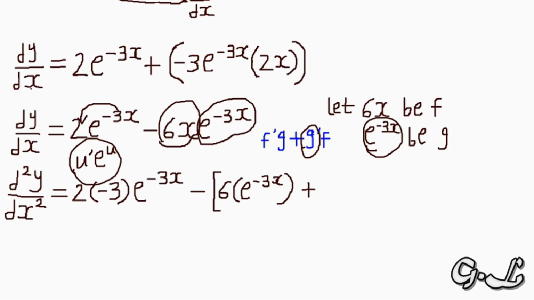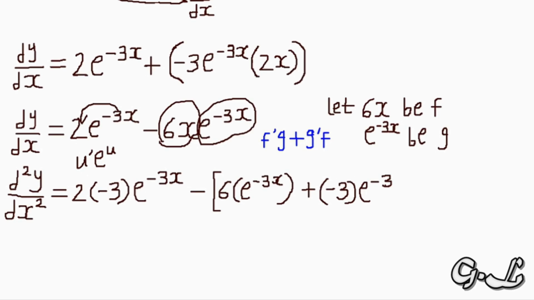With the g prime, you have to know that this one is dealing with e functions, and the way we differentiate that is u prime e to the u. We have to differentiate our u, which in such a case is negative 3x. When you differentiate negative 3x, it will give you negative 3.